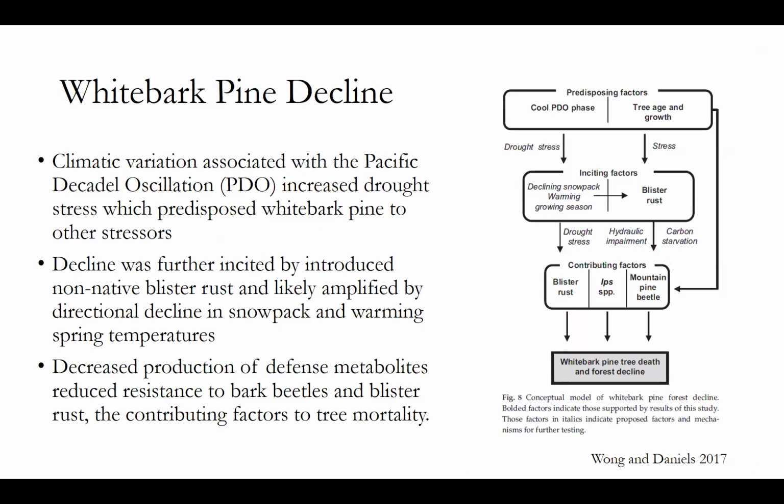So this study that I'm going to talk about is out of Colorado, but the mechanism of decline is likely the same or very similar in other regions, including ours. So why is the species on the decline? Basically, increased drought stress due to climate change has predisposed white bark pine to white pine blister rust, an inciting factor, which is leading to the mortality due to a combination of contributing factors, including bark beetles. And so let's look at these issues more closely.